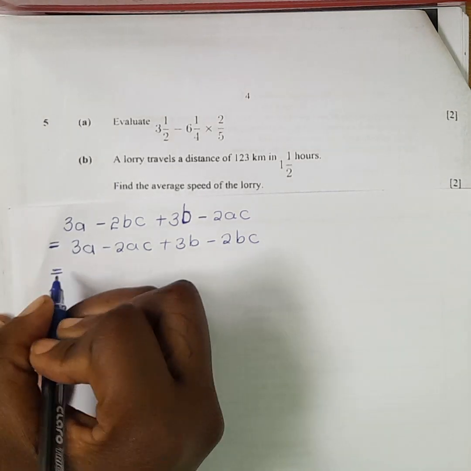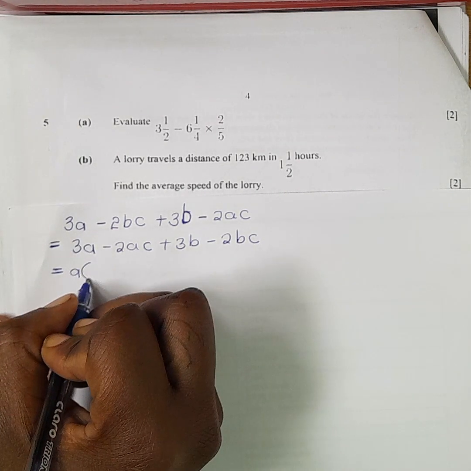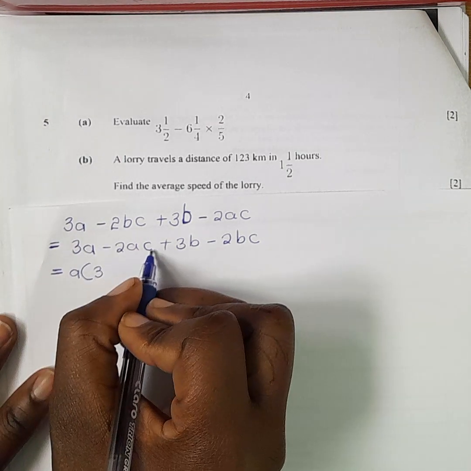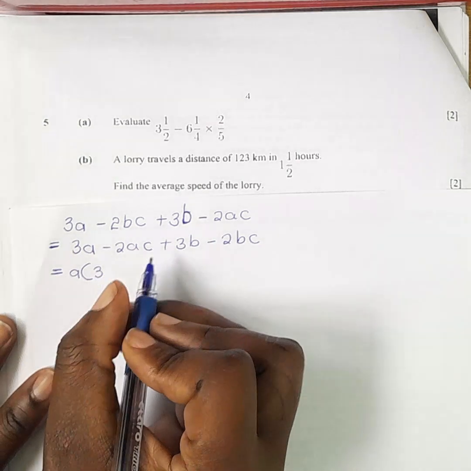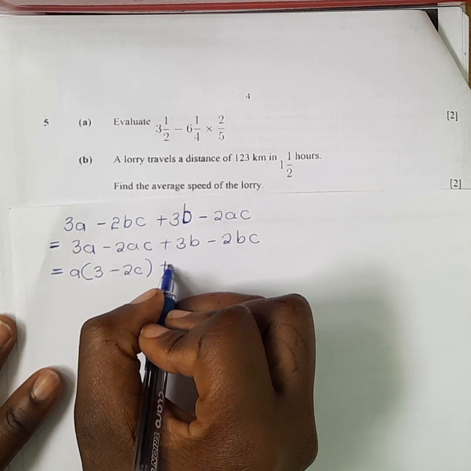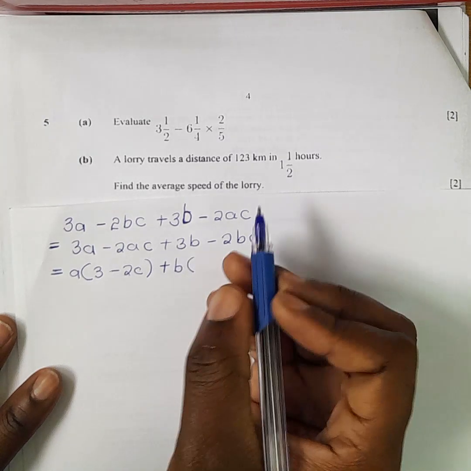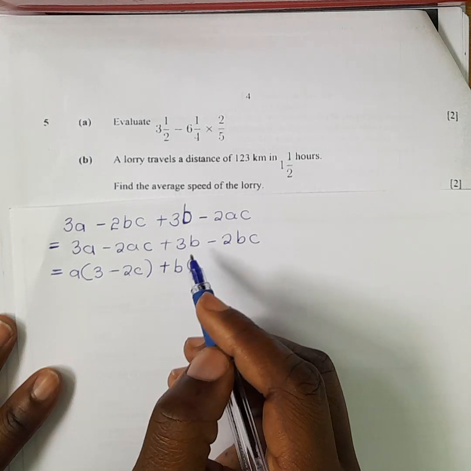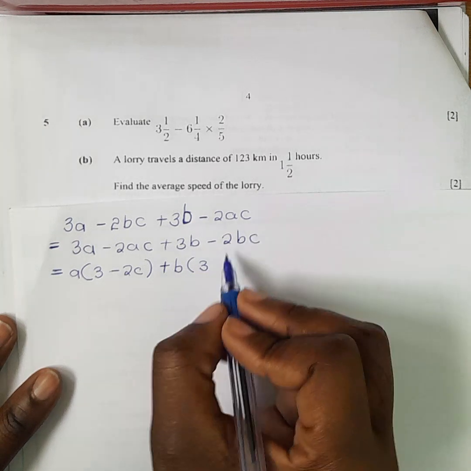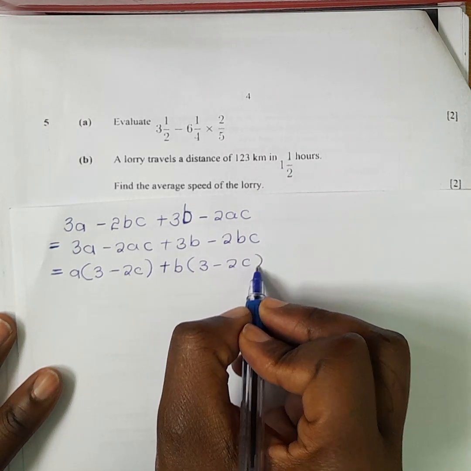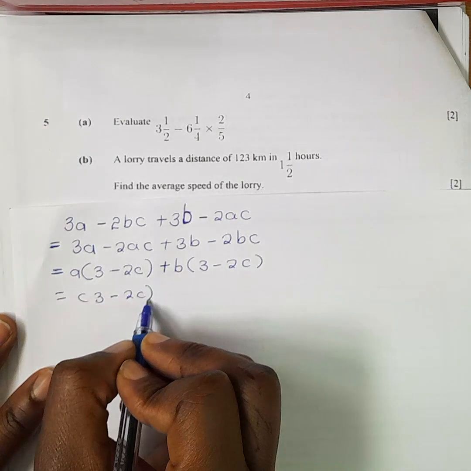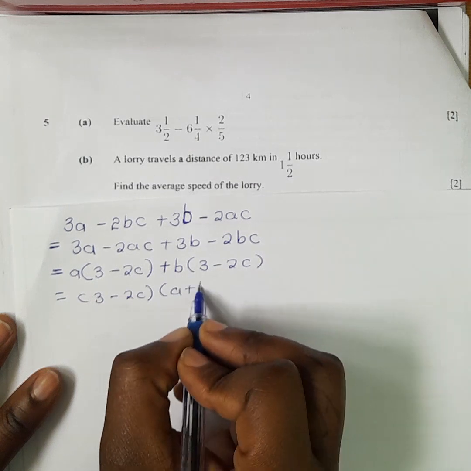For the first group, the highest common factor is a. We factor it out. We say 3a divided by a, we get 3, minus 2ac divided by a, we get minus 2c. And then for this group, the highest common factor is b. We factor it out. We say 3b divided by b, we get 3, minus 2bc divided by b, we get minus 2c. So it implies that our final answer is going to be 3 minus 2c times a plus b.